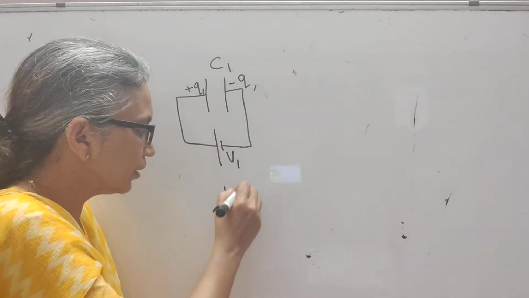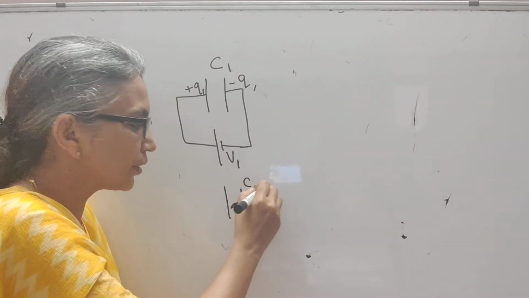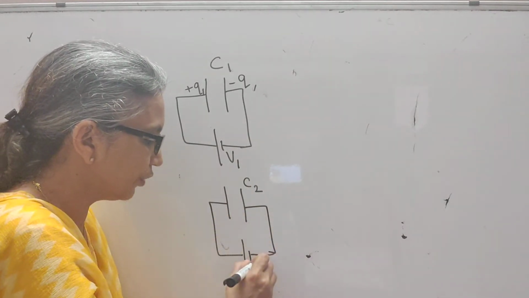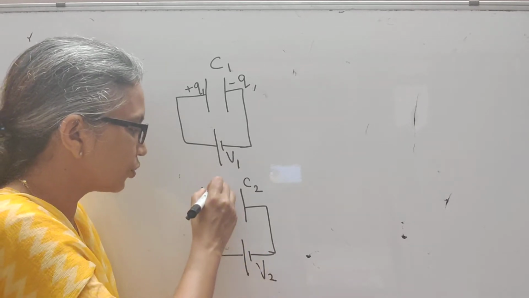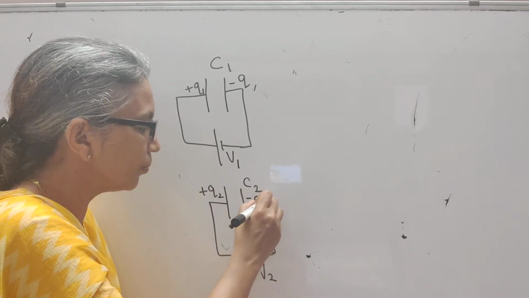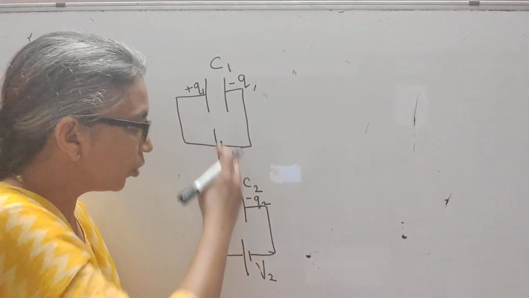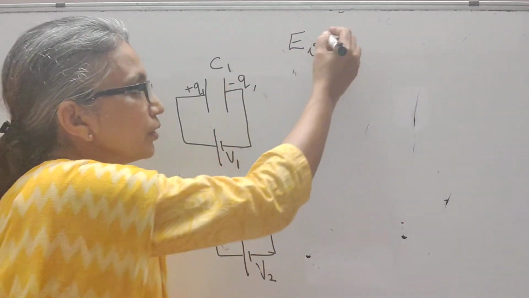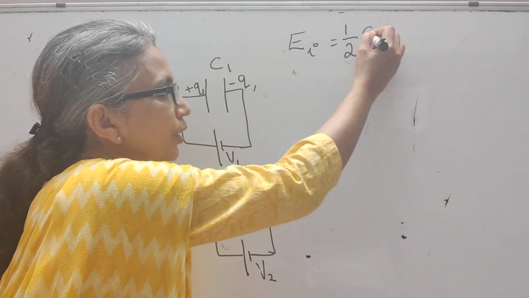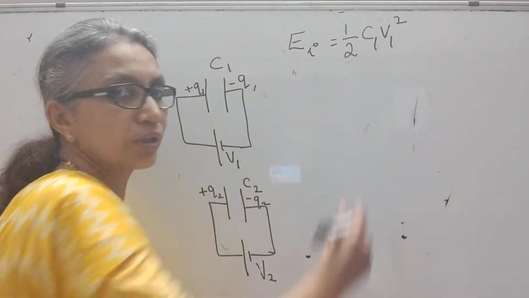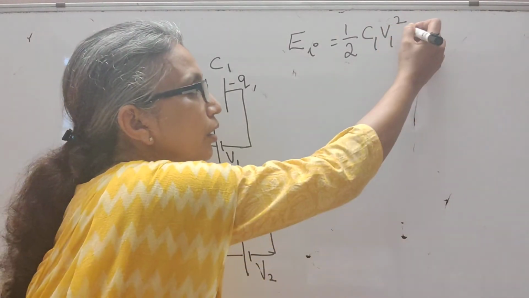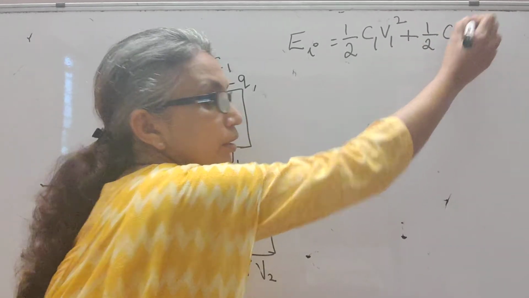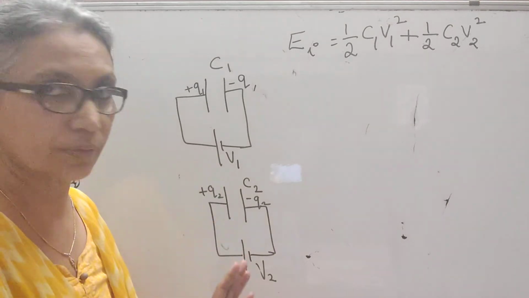You take another capacitor, and let's say its capacitance is C2, connected to a battery whose potential difference is V2, so that this gets charged to plus Q2 and this gets charged to minus Q2. Now the total energy, initially, of the two capacitors will be, using the formula half CV square, first one storing half C1 V1 square, second one storing half C2 V2 square. So that's the total energy stored by both.